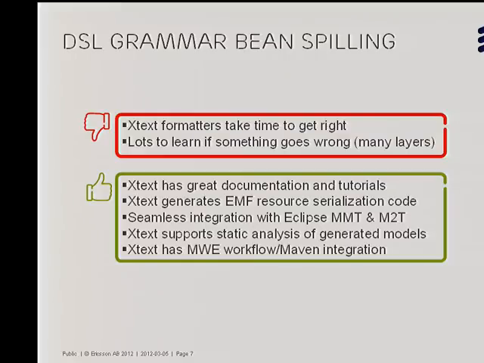We've got seamless integration with model-to-model transformations and model-to-text transformations. So we can actually use the Ecore model, which is behind the Xtext grammar, to have a target for our transformations. That works really good. Xtext supports the static analysis of the models we generate, so we can validate that we've actually generated something which is useful.